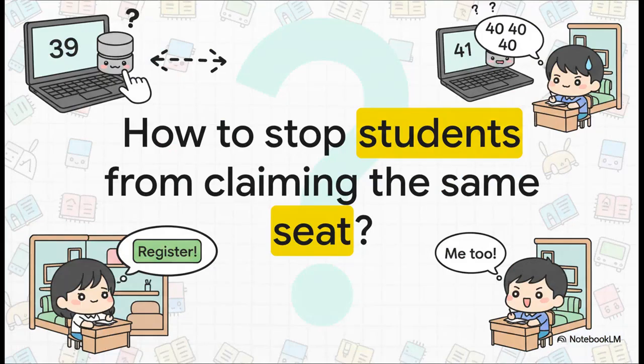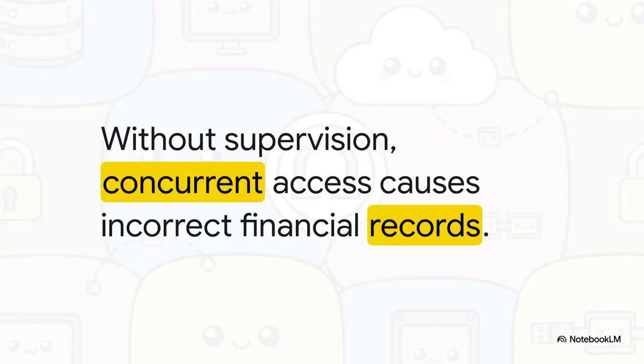Now here's another wild scenario. Imagine a super popular college course capped at exactly 40 students. Currently, 39 are enrolled. Now, 2 students sitting in different dorm rooms hit the register button at the exact same fraction of a second. Without a DBMS, both of their computers check the system, see 39 students, realize there's one spot left, and tell both students they got in. Suddenly, you've got 41 students in a 40-seat class. Not good.